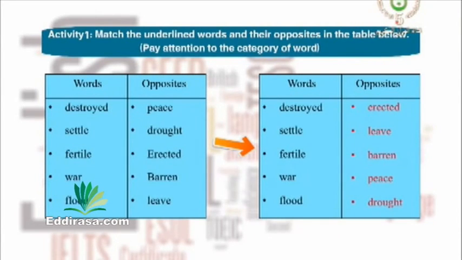Destroyed matches with erected, good. Settle is the opposite of live, right. The adjective fertile is the opposite of barren. War, the noun, is the opposite of peace. And the last one, flood, is the opposite of drought. That's all for our vocabulary exercise today.